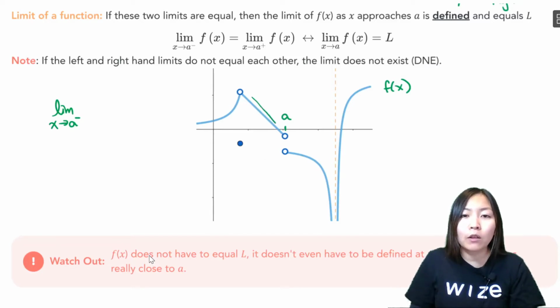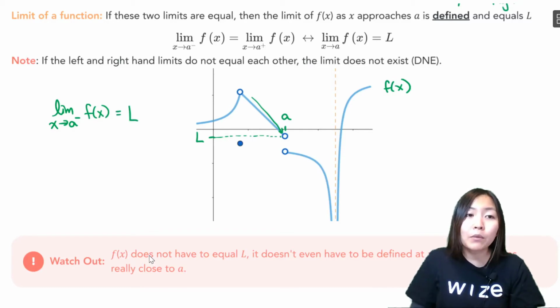So I'm following. As I get super close to a from the left, what does my y value approach? What does my f of x value approach? If that approaches a finite number L, then we say that the limit as x approaches a from the left of f of x equals this finite number L. Same thing with the right-hand limit.